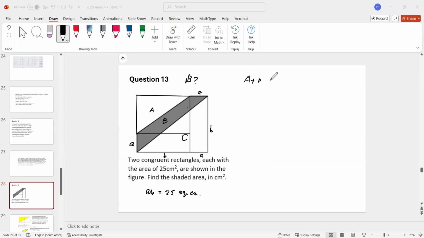Now you know that if you add all the three areas, A, B, and C, you're going to get the area of your rectangle. Now, what is the area of the rectangle? This part is A, so this is B minus A. It's equal to this whole thing. So you got the whole thing, B minus A will be this. And this part here is B.